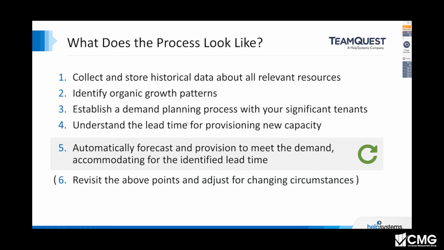So you need the good old-fashioned monitoring solutions that pick up performance data from your compute, your storage, from your network, saving that somewhere or making sure that it's available for historical purposes, so you can study that. You need to identify organic growth patterns across that.